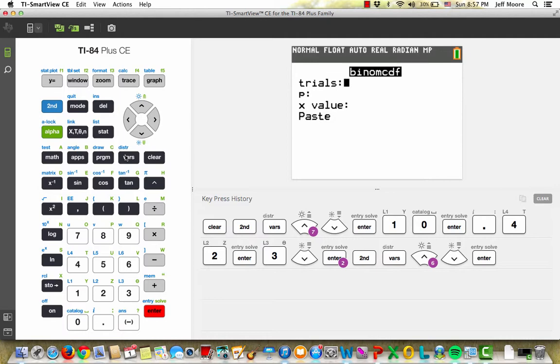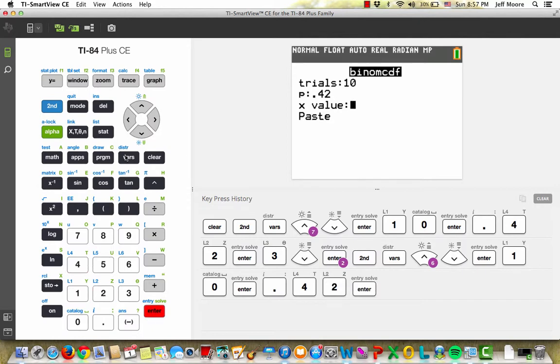Again, we will type in the number of trials. That was 10. The probability of a success, 0.42. And then the number of successes. And remember, this is the Binomial Cdf function, so it's going to add up all of the probabilities associated from x equal to 0 up to whatever number I specify here. And this was going to be 4.